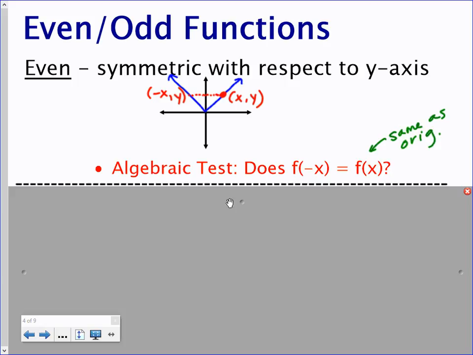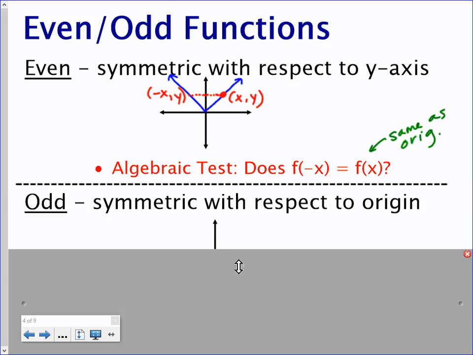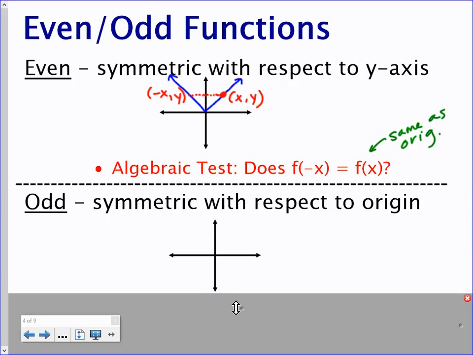Okay. And that's where your warm-up is going to come into play for today. You're just going to go to the function that's provided for you. You're going to replace all the x's with negative x's, and then you're going to simplify and see if it's the same thing. Now, odd functions have different symmetry. Odd functions are symmetric with respect to the origin.